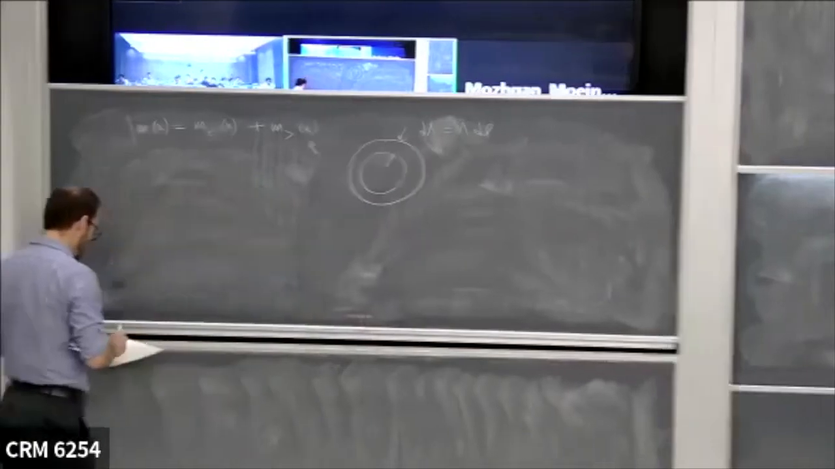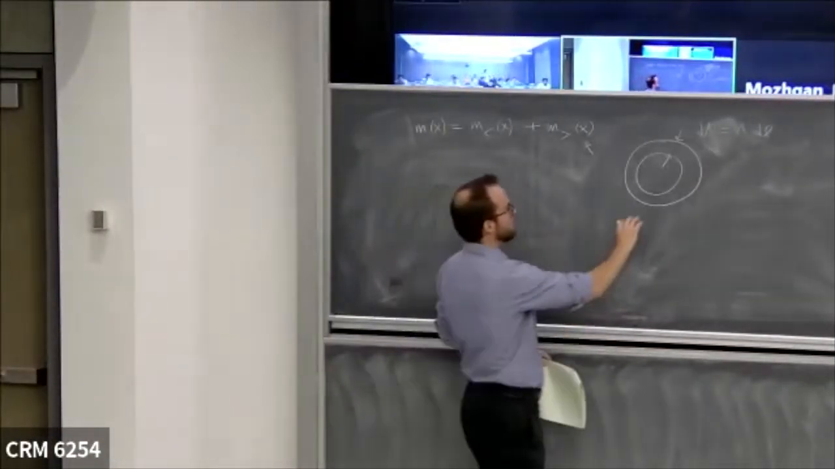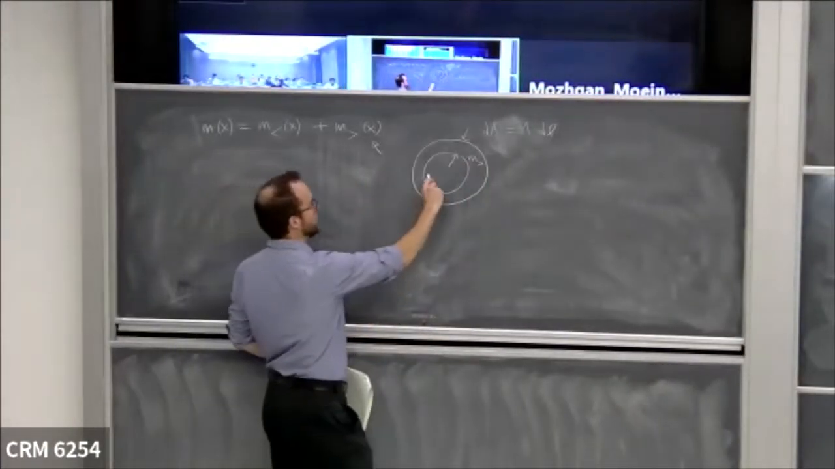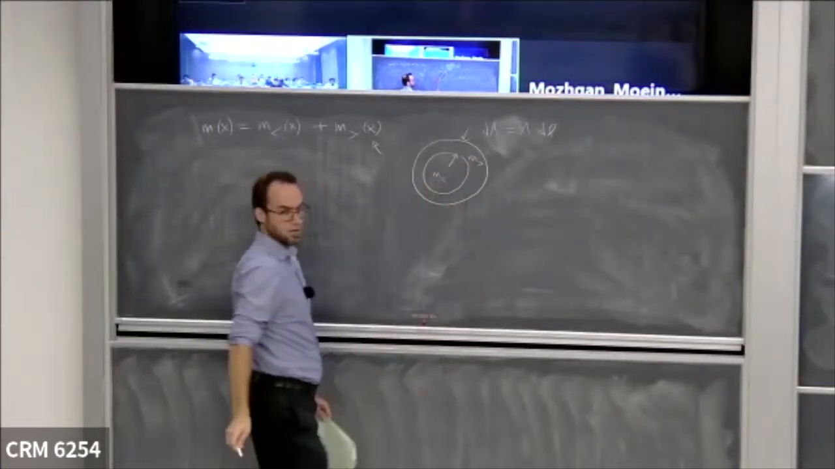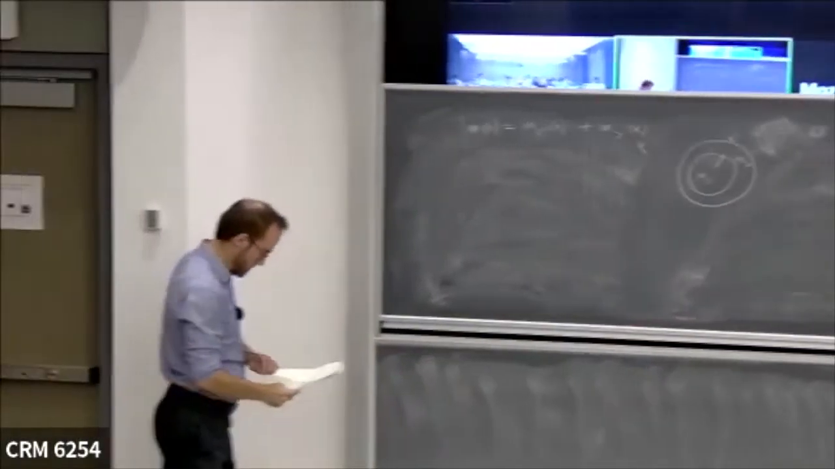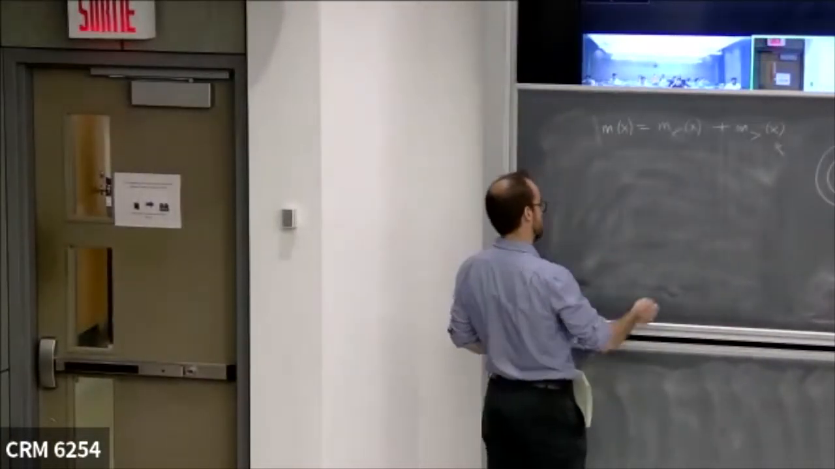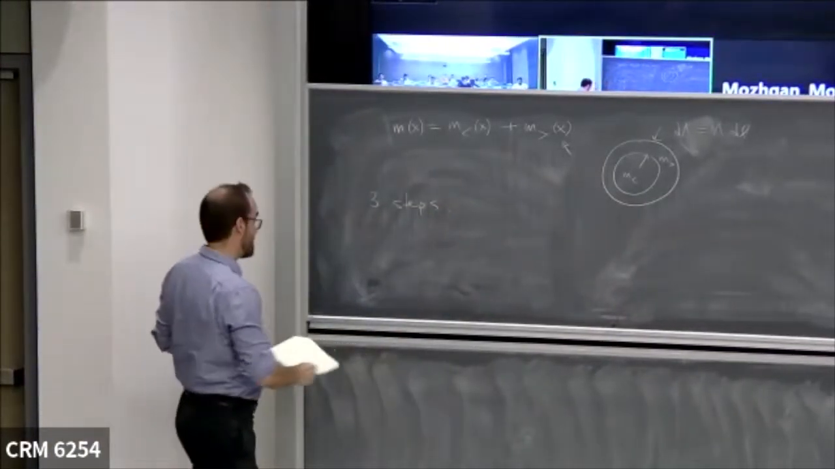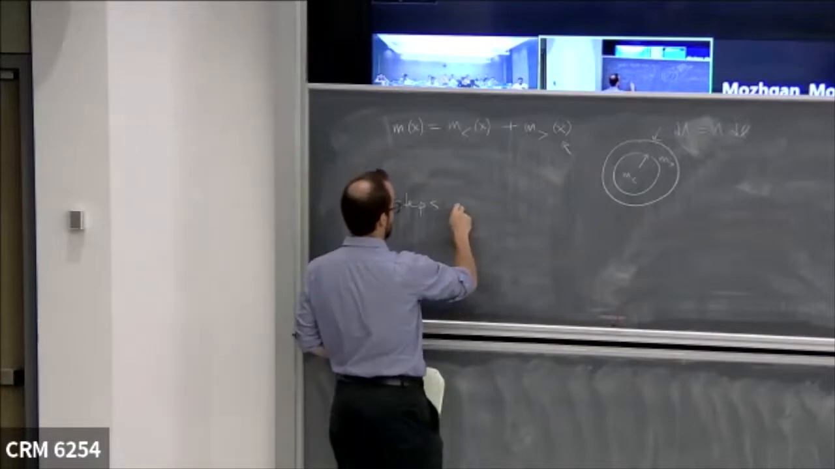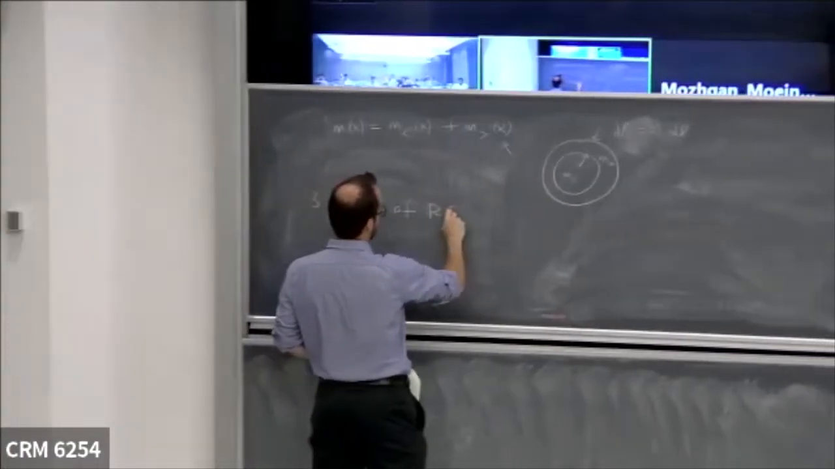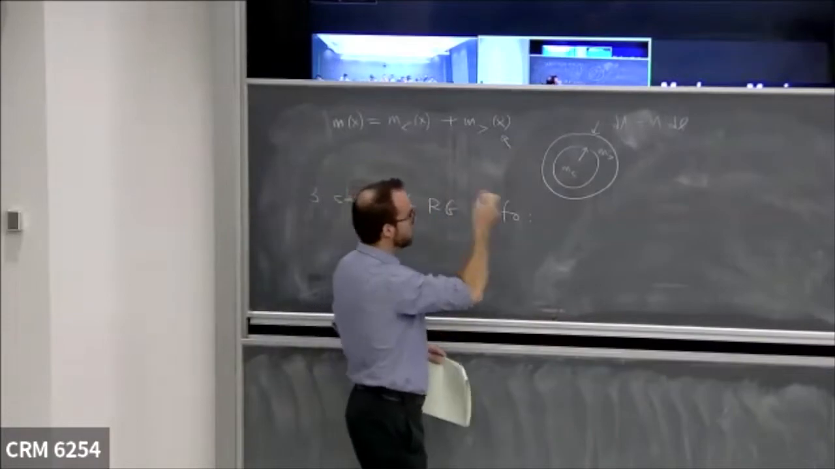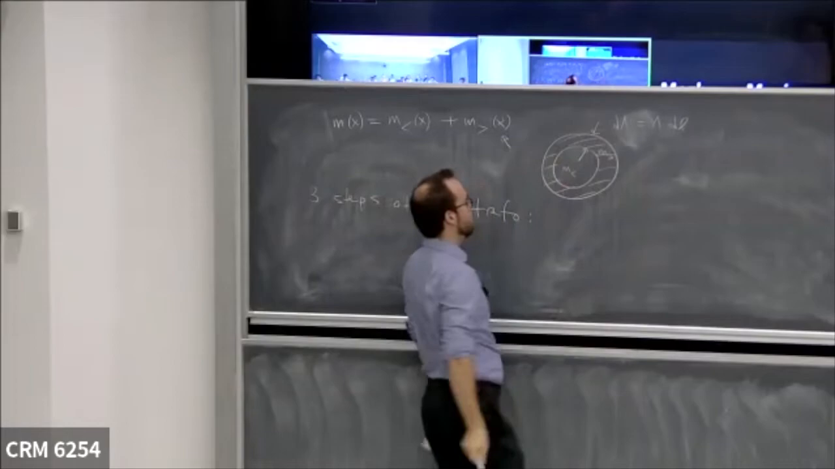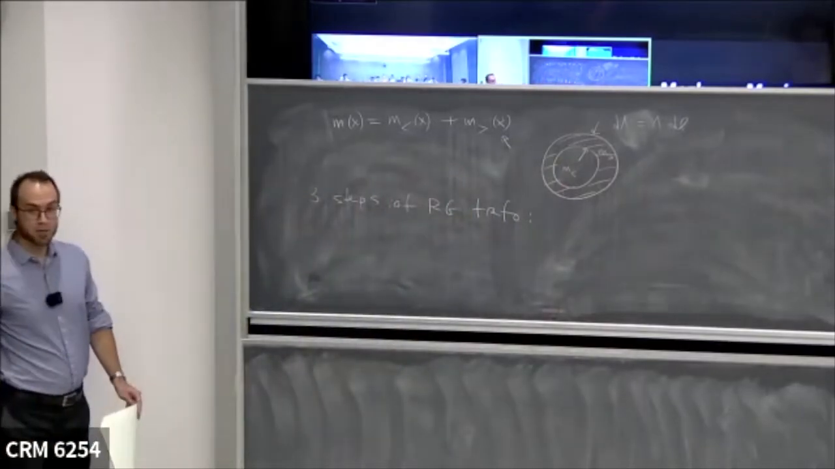This is where these m greater fields live, and we want to derive an effective theory for these slow fields. What we'll do is a set of transformations, 3 steps. This is what we are going to call a renormalization group transformation. We want to essentially get rid of these fast modes to obtain a theory only of the slow modes.